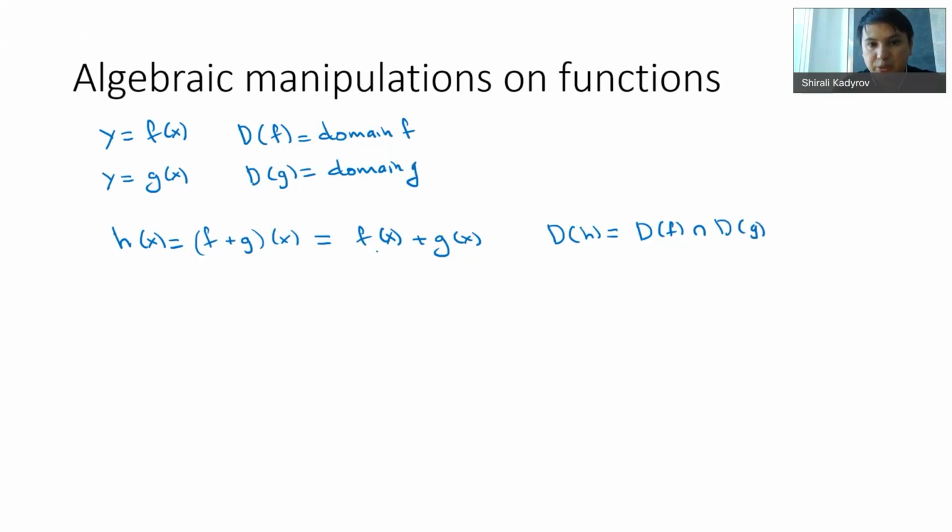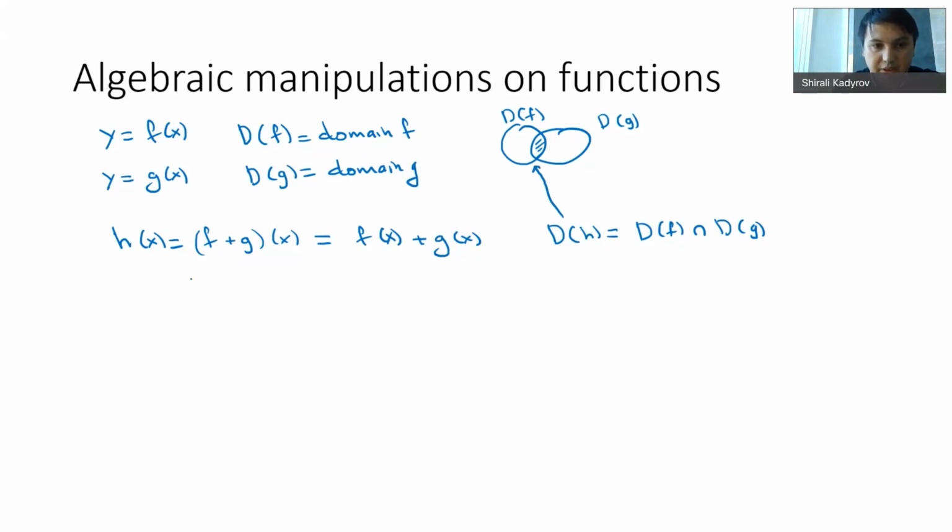Because to be able to compute f of x, you need to know that x is valid, it's in the domain of f, and to be able to compute g of x, x must be in the domain of g. So x must be both in the domain of f and g, so it must be in their intersection. If this is your domain of f, and this is your domain of g, then this intersection is going to be your D of h.